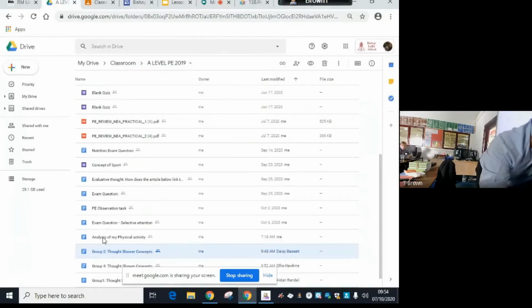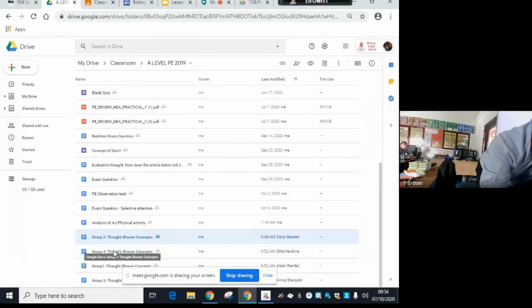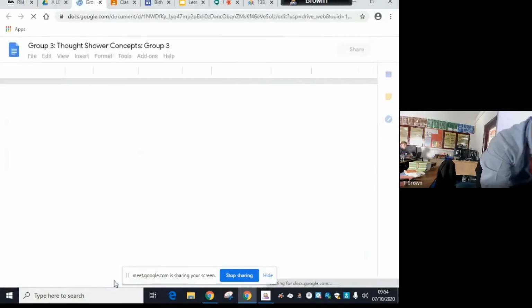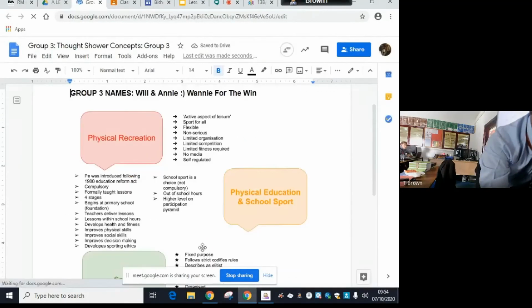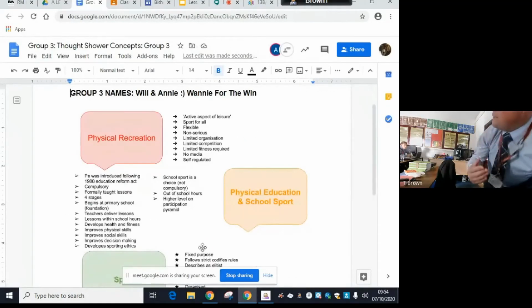If I go to the next one then, group 3, quick feedback to group 3. Thank you. Obviously, these last two groups have had the opportunity to listen to the feedback and add or change what they're getting up on there. So group 3, Will and Annie.